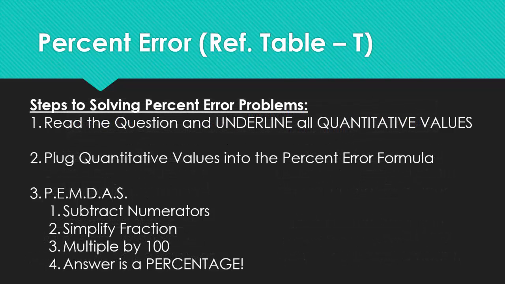So the steps to solving these problems are, obviously, read the question. Underline all of the quantitative values. Those are going to be things that are measurements. Plug the quantitative values into the percent error formula. And then just like math class, you have to do PEMDAS: parentheses, exponents, multiplication, division, addition, and subtraction in that order. So the first thing you do, you subtract the numerators. Then you simplify that fraction. Multiply it by 100 and make sure your answer is written as a percentage.